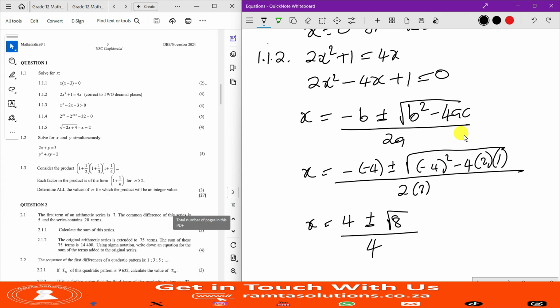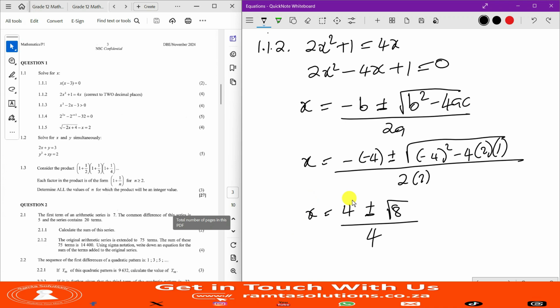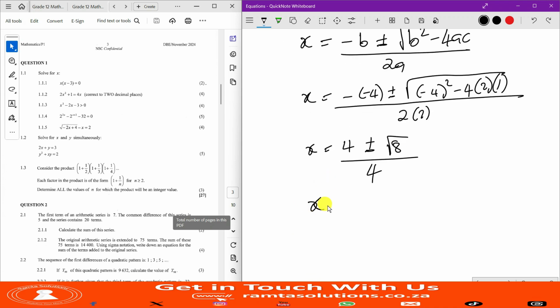Okay, so let's see. 4 plus square root of 8, all over 4. Our answer is, what do we get? We get 1,71. So x equals 1,71. Now I'm changing the plus, I'm putting the minus. It's going to be, or x equals 0.29.